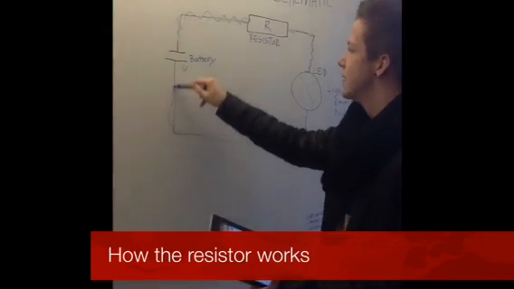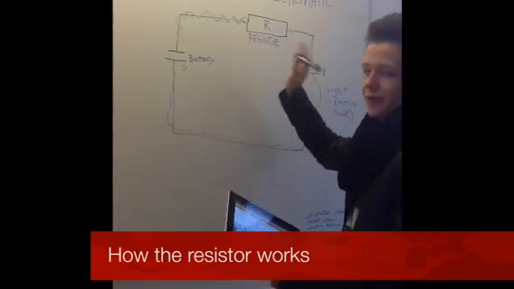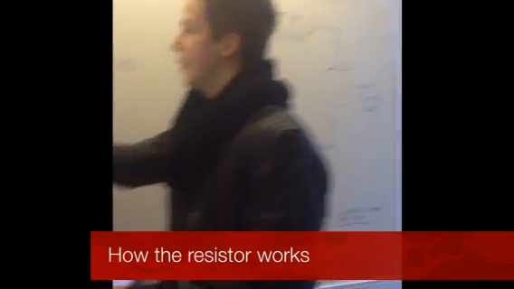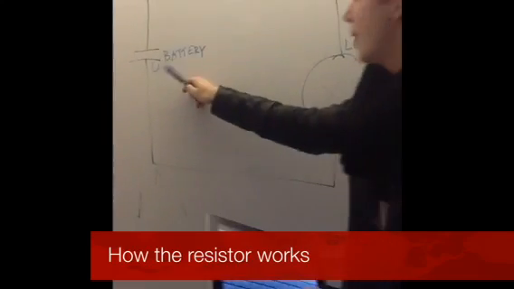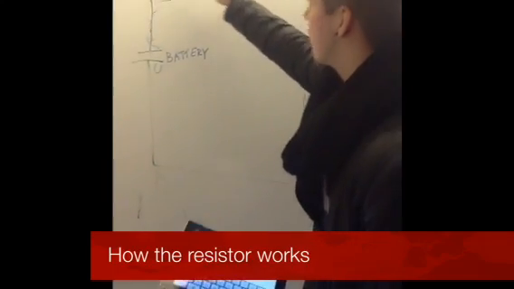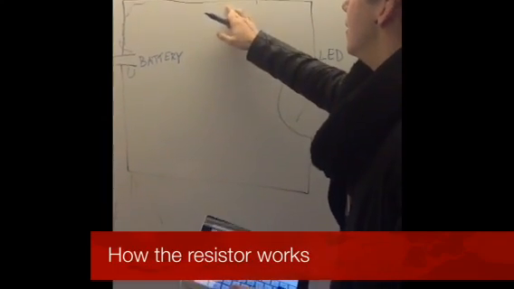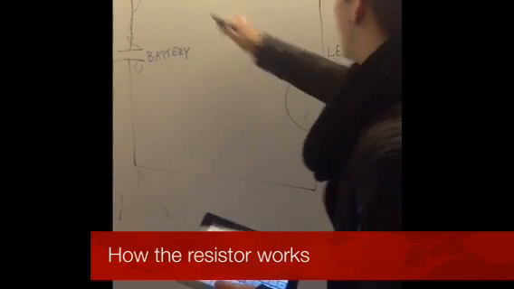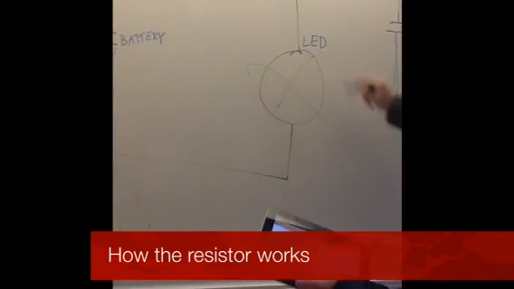But if we hadn't had a resistor, it would look like this. And when the power comes out from the battery, the cable will burn up or the lamp will be destroyed. The resistor is a really important component in all of our electrical products today.